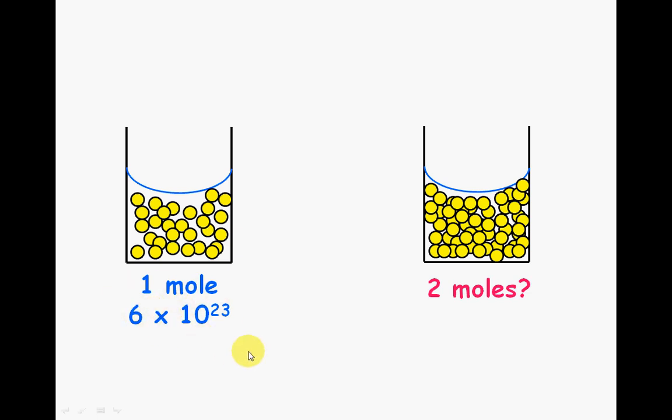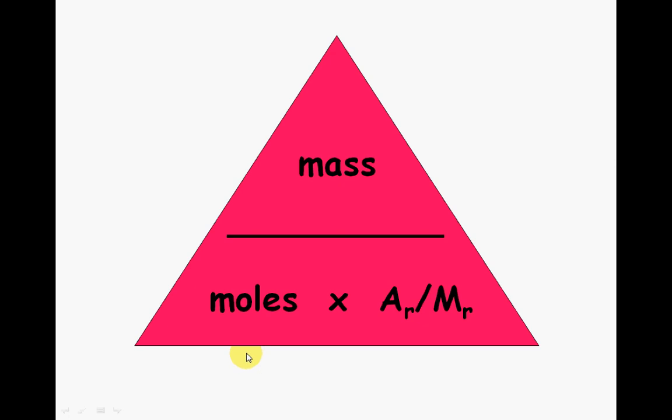Now when we are doing calculations, students find this triangle quite useful. So you've got mass at the top, you've got moles down here, and you've got the relative atomic mass or relative molecular mass at the bottom. Now if you don't know what these are, you should really go and look up what they are, but for this tutorial I'll just briefly mention what numbers we can use for that.